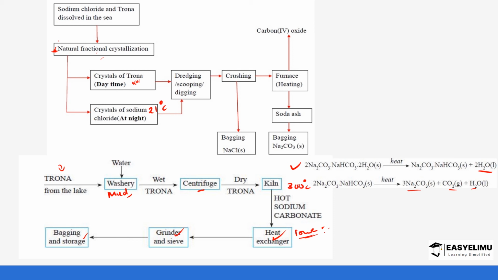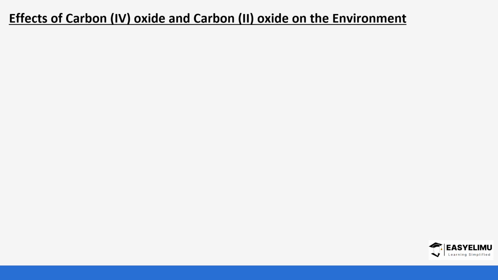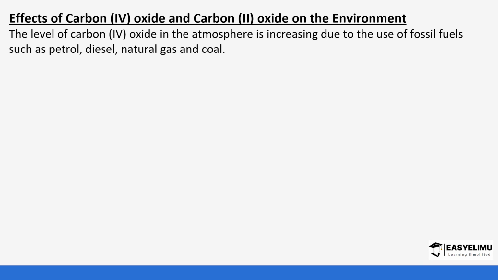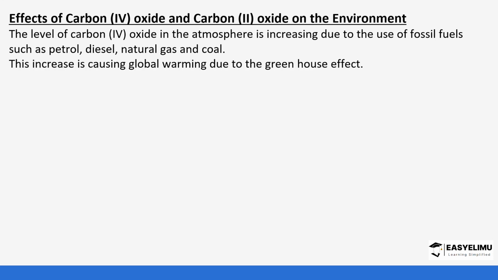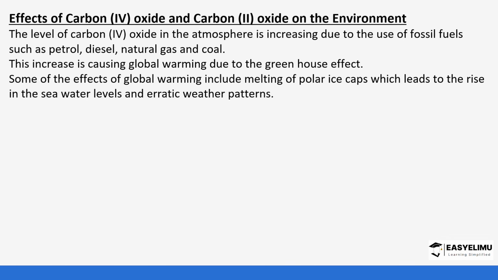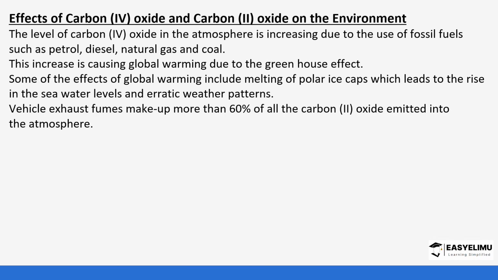Next, we are going to look at some of the effects of carbon dioxide on the environment. The carbon dioxide in the atmosphere is becoming higher and higher at the moment because of the burning of fossil fuels. The most common fossil fuel is petrol because of the many cars that are being used currently. This is causing an increase in global warming due to the greenhouse effect. The greenhouse effect causes the melting of the polar caps, which leads to the rise of the sea levels and also some changes in the weather pattern.